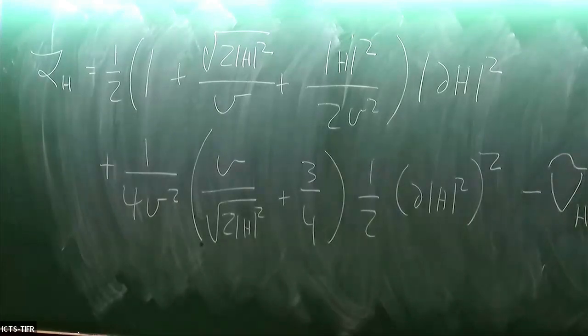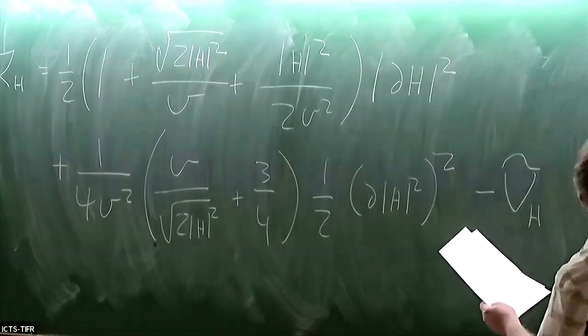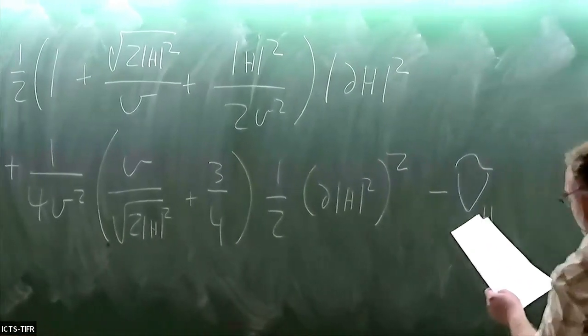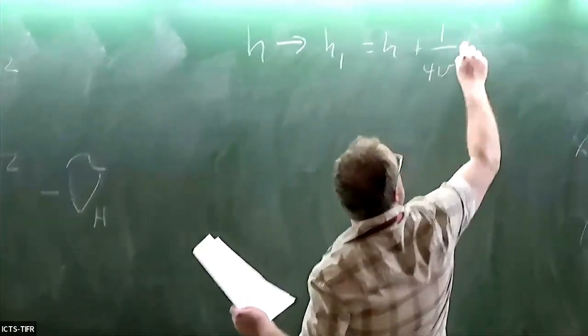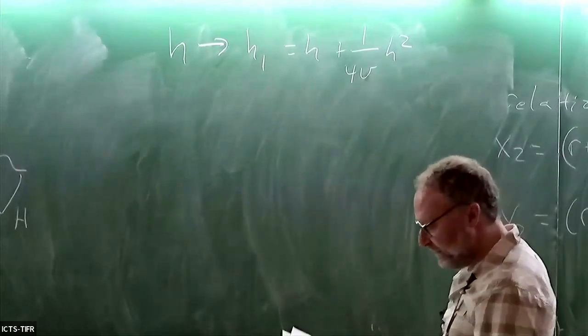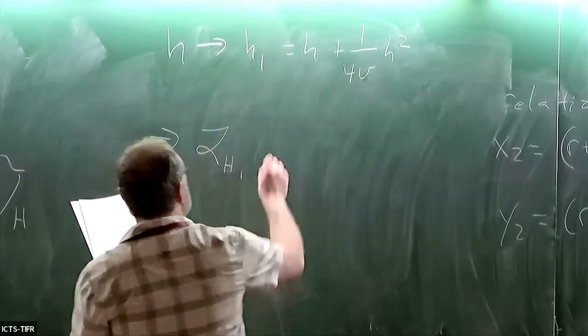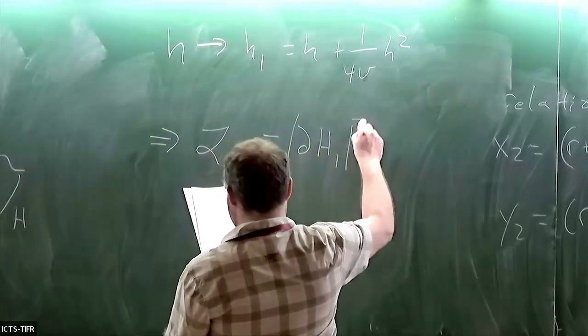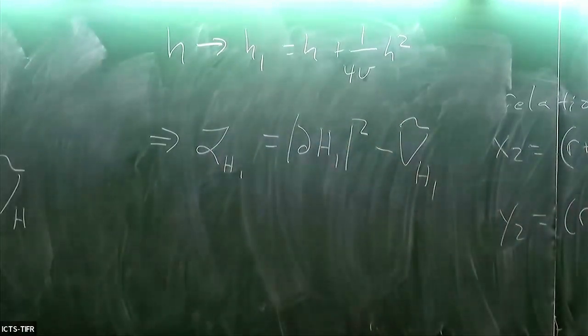Nonetheless, I claim that if I go to the physical vacuum and I work with little h and I do a field redefinition, h goes to h1, which is h plus 1 over 4v h squared. Very simple field redefinition. This becomes, in terms of capital H1 now, dh1 squared minus v tilde h1. It's the standard model. So that awful mess all reorganizes into kinetic term plus polynomial for the standard model.